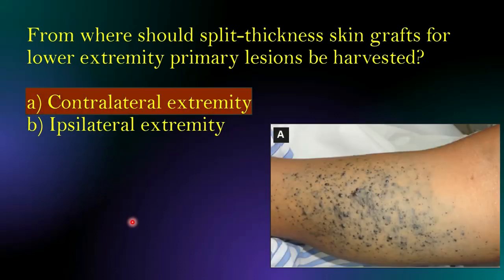Why? Because of the in-transit metastasis. In the same leg, there can be in-transit metastasis. So it is generally preferable in case of a melanoma to harvest the graft from the contralateral extremity.